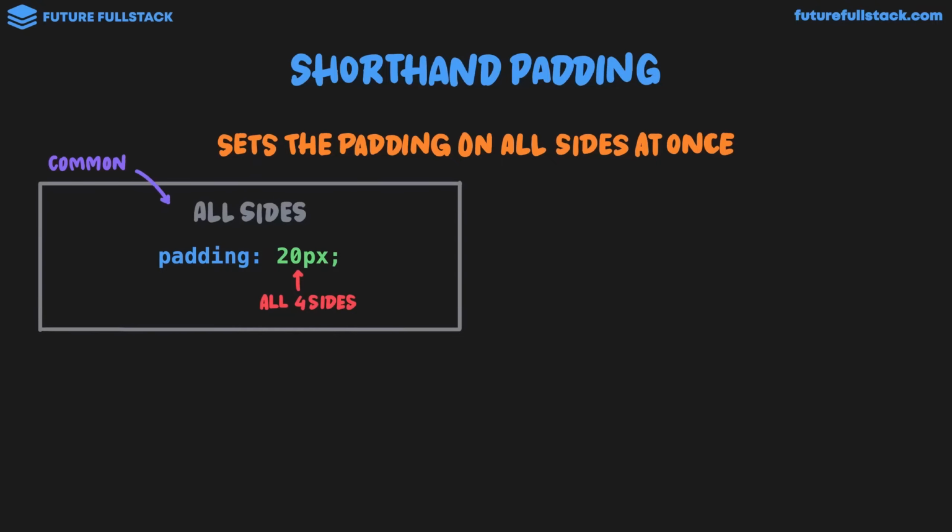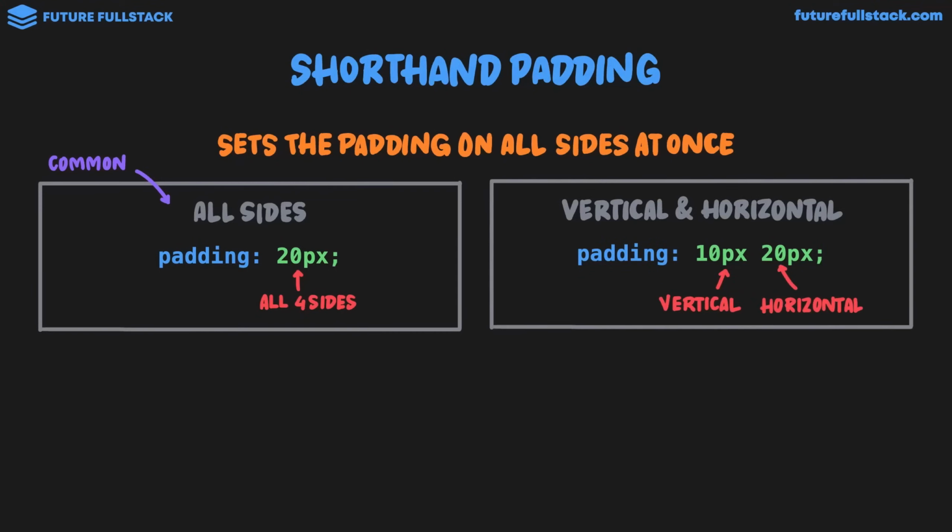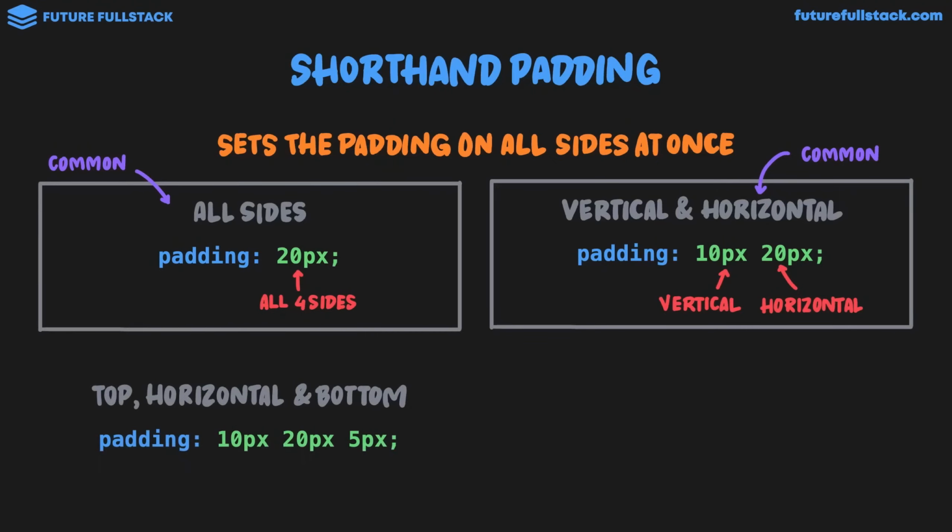The second way of using it is setting vertical and horizontal padding. It would look like this, where the first value, 10 pixels, is the vertical padding, so the top and bottom, and the second value, 20 pixels, is the horizontal padding, left and right. This method is also very common. The third way of using shorthand padding is setting it on the top, horizontal, and bottom. It looks like this, where we have 3 values. The first value is the top padding, the second value is the horizontal padding, left and right, and the third value is the bottom padding.